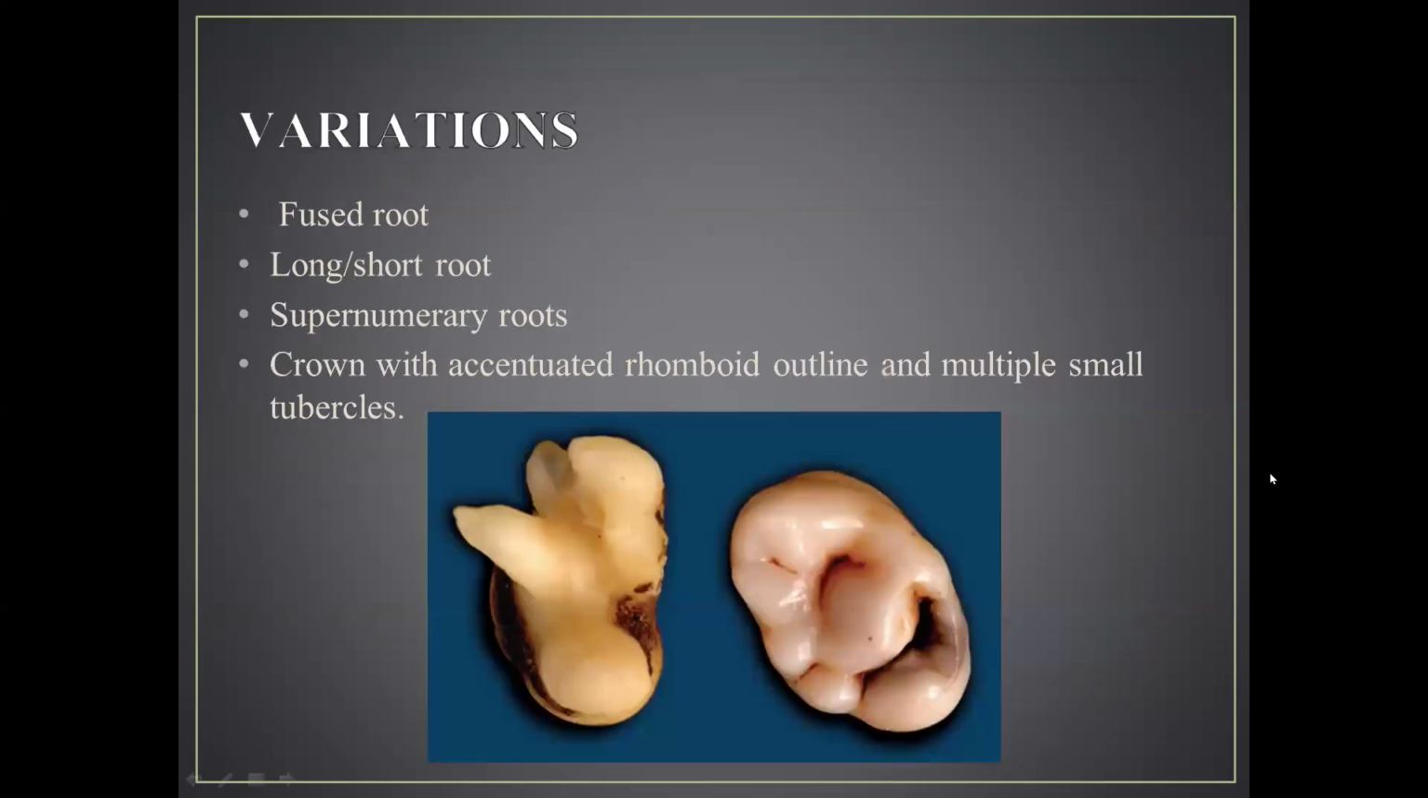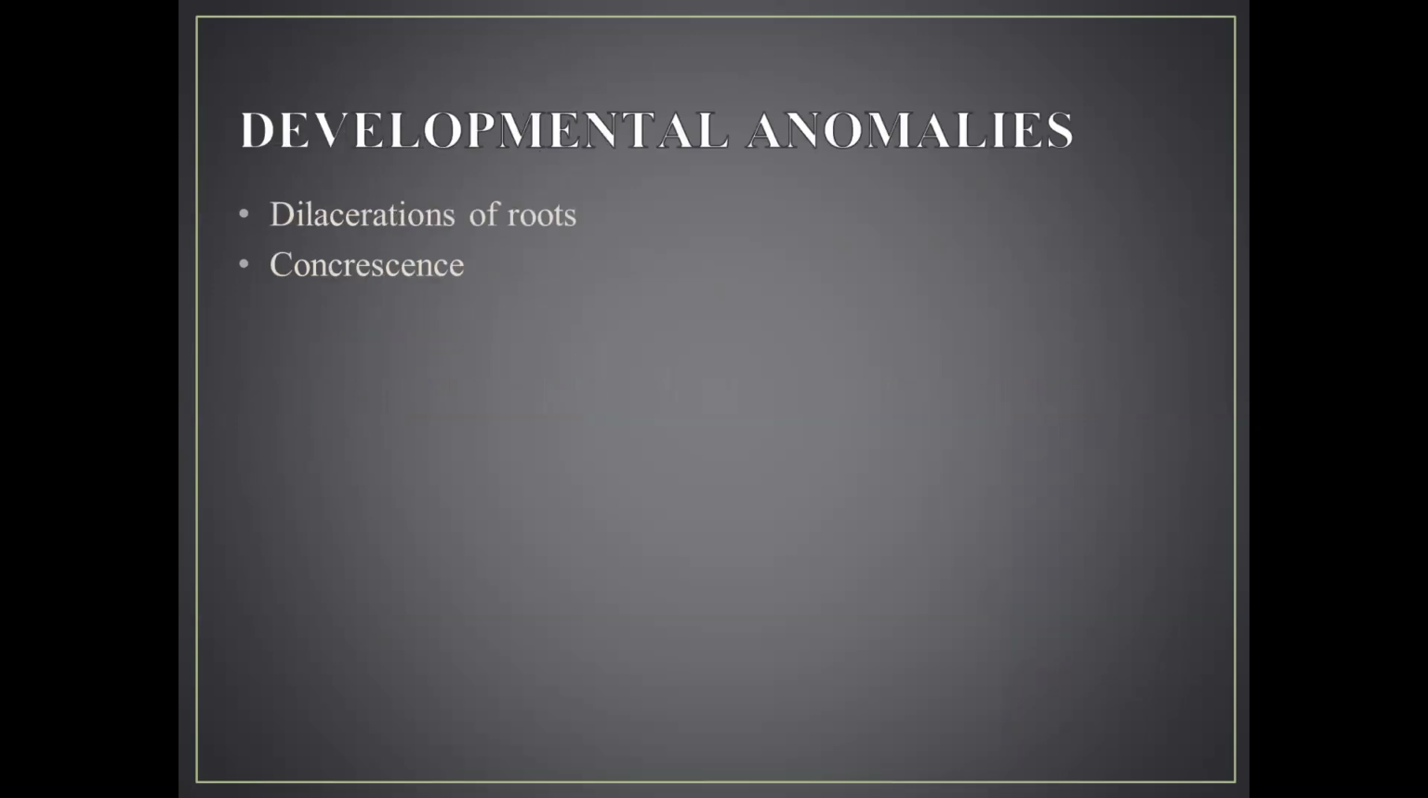So variations: fused roots, long or short roots, supernumerary roots, and crowns with an accentuated rhomboidal outline can also be seen with multiple small tubercles. And the developmental anomalies: dilaceration and concrescence. Dilaceration means a sharp bend of the root can be seen. And concrescence means the fusion of the cementum of the roots can also be seen.